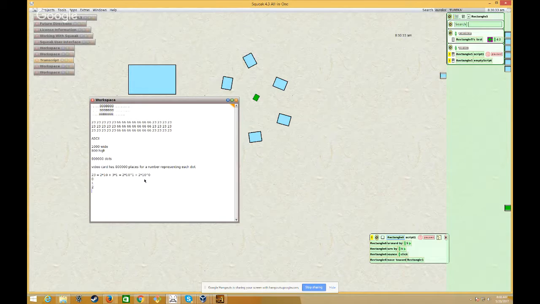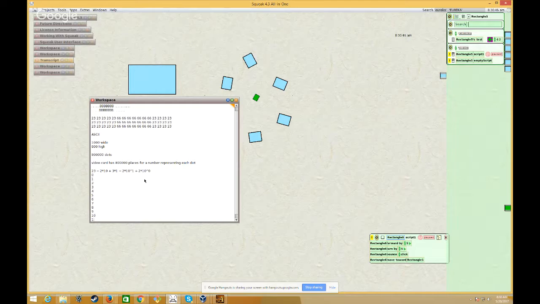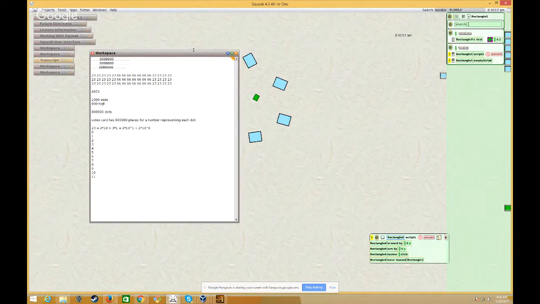0, 1, 2, 3, 4, 5, 6, 7, 8, 9. And then in order to get the next number, we have to make a tens place and then a 0 in the ones place. And then a 1 in the tens place and a 1 in the ones place makes 11. And a 1 in the tens place and a 2 in the ones place makes 12. And what that means is we're multiplying by 10. This number here gets multiplied by 10. We got all the way up to 99.